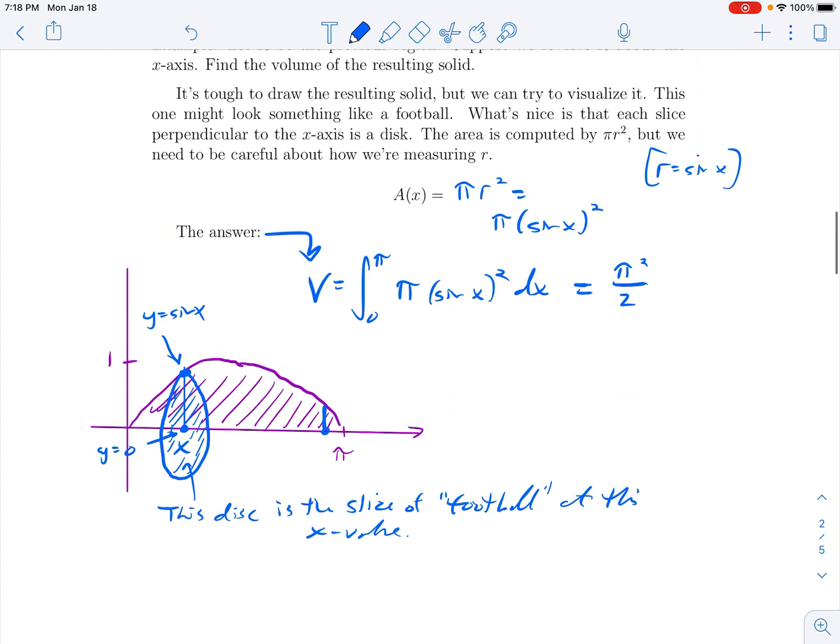Right, so this is called the disk method. It's when we realize that every slice is a disk. So the area formula that we're integrating looks like the area of a circle, pi times something squared, where that radius somehow comes from the graph. In this case, it's literally just what is the function value.